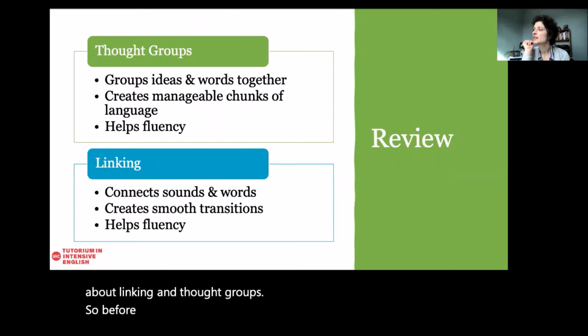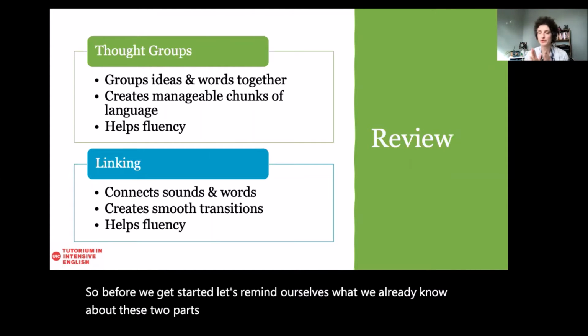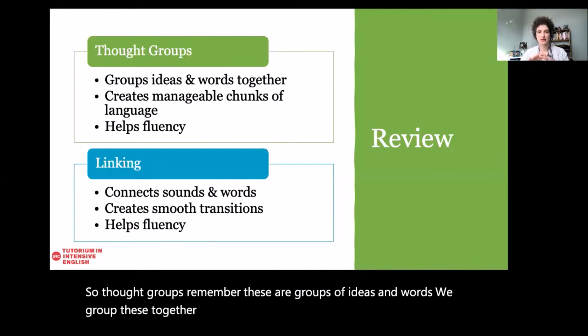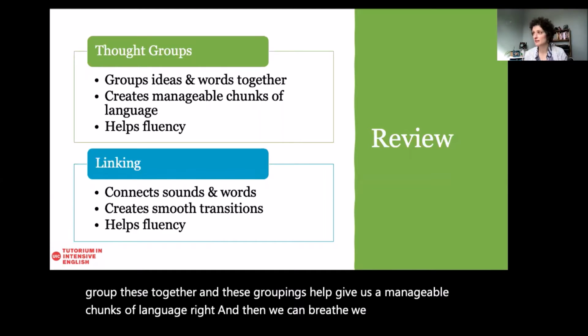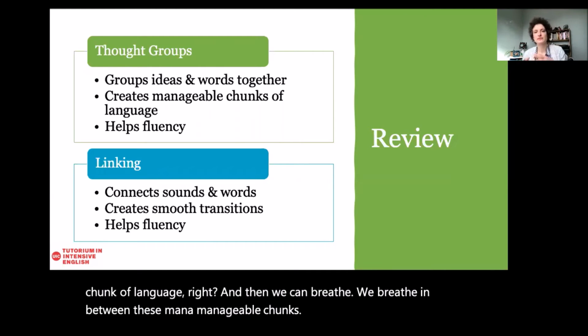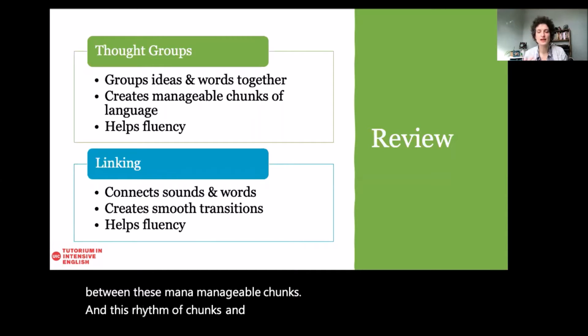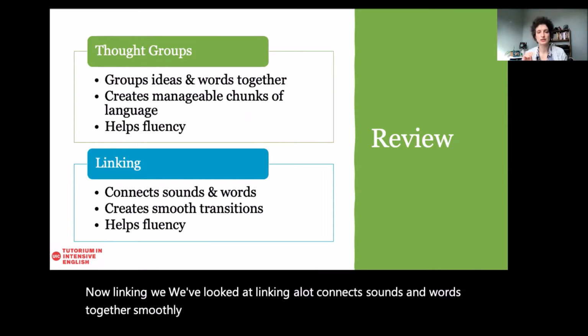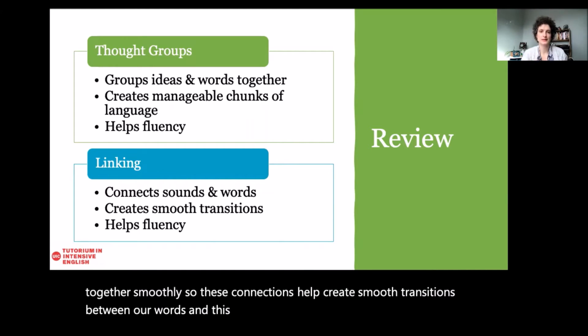So before we get started, let's remind ourselves what we already know about these two parts of pronunciation. Thought groups, remember, are groups of ideas and words. We group these together, and these groupings give us a manageable chunk of language, right? And then we can breathe. We breathe in between these manageable chunks, and this rhythm of chunks and pauses helps create fluency. Now, linking, we've looked at linking a lot, connects sounds and words together smoothly. These connections help create smooth transitions between our words, and this also helps our fluency.